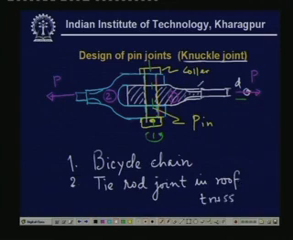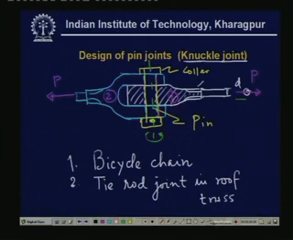Valve rod, and various other purposes. So this is a very commonly used joint. Now here we want to design such a joint. The design criteria may be various, and we are going to discuss them. Suppose this load P is given, so we want to design this joint such that it can take some load.